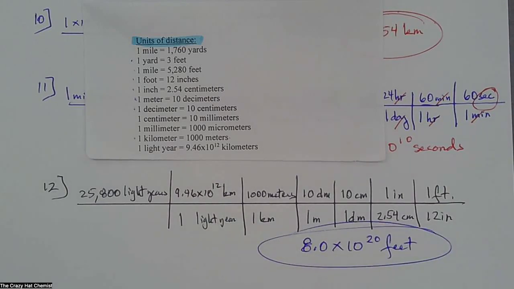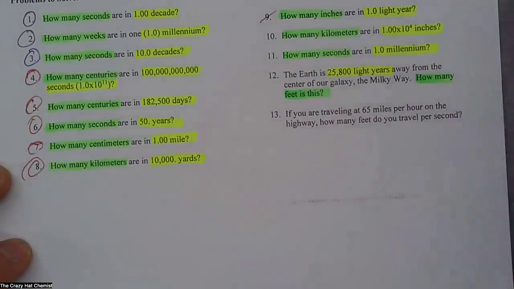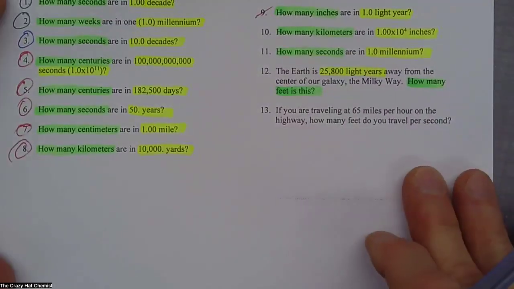So what is the distance between the Earth and the center of our galaxy in feet? It's 8.0 times 10 to the 20 feet. Oh, holy moly. Can you believe that? I can't believe that. All right, let's do our final problem. And you are all waiting for this final problem. This is actually the best problem of the whole entire lot here.